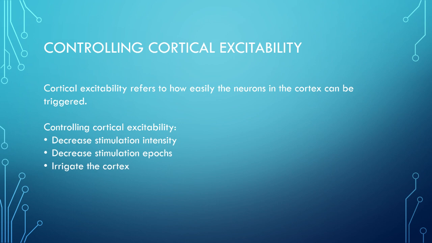Another way is to decrease stimulation epochs. This is the time of the stimulation, so basically apply the stimuli for less time. A third way to control cortical excitability is to irrigate the cortex. This helps with cooling down the triggered brain regions.